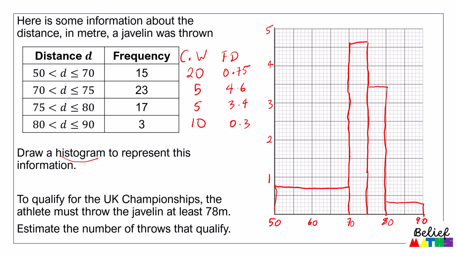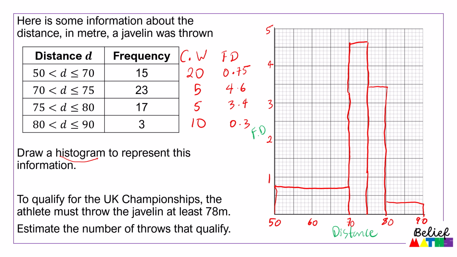It says, to qualify in the UK Championships, an athlete must throw the javelin at least 78 meters. Estimate the number of throws that qualify. So what we want to do is go to 78 here on our bottom axis. Sorry, we should have labeled this, that's distance. And then this one over here is our frequency density. Okay, so it's always good to label your axes.